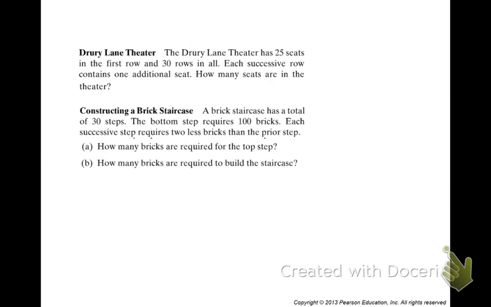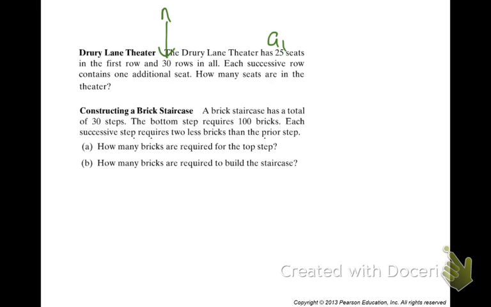The Drury Lane Theater has 25 seats in the first row. What is that information? Absolutely. That's your A1. And 30 rows in all. A n? It's the nth. It's the n. Yes. I'll do this. Good. We need to find the nth. The nth is what we don't have. The explicit formula. We don't know. We know we're going to go out to 30, but we don't know how many seats are in that row of 30, right? But we can find that. Okay.